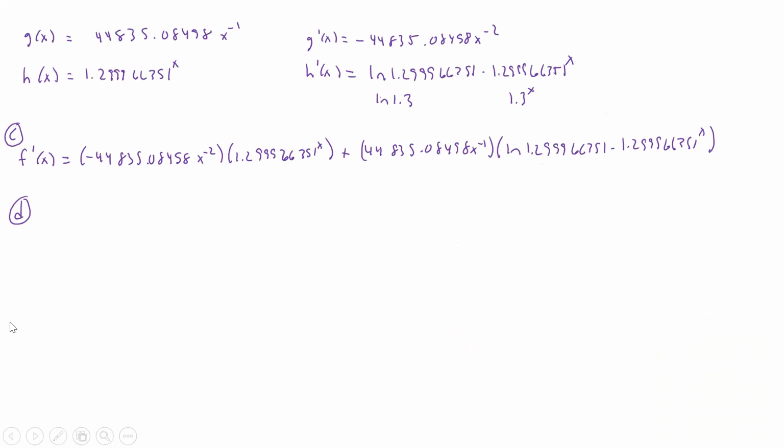Now, what is the rate of change for it? So now we plug in the 6 for that, and so we'll have f prime of 6. And I'm just going to type that in my calculator, and I'm not going to actually write all that down again with all the values. So it's a negative 44835.08458 times 6 to the negative 2, arrow back down, times 1.299966351 to the 6th, arrow back down, and then plus 44835.08458 times 6 to the negative 1, and then times ln of 1.299966351, and then times 1.299966351 to the 6th.